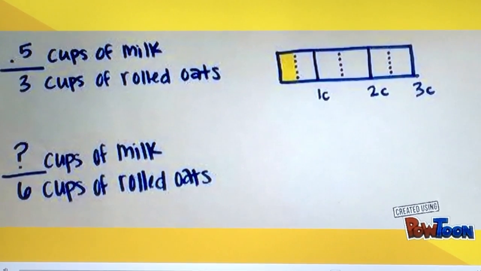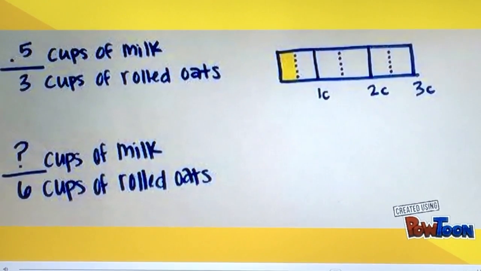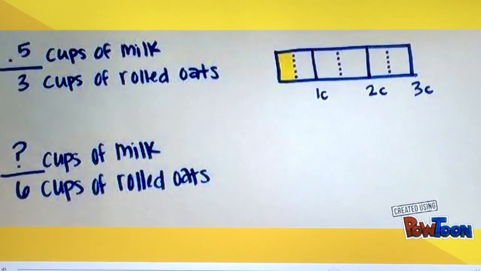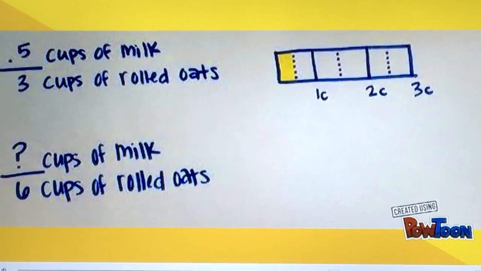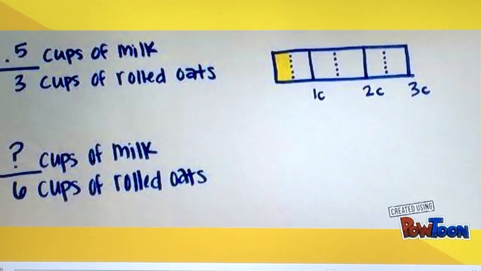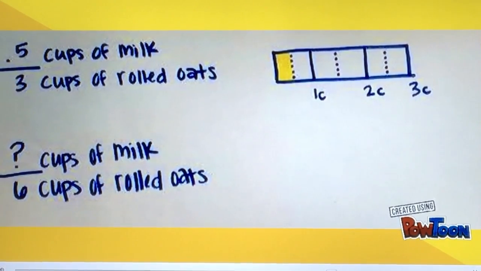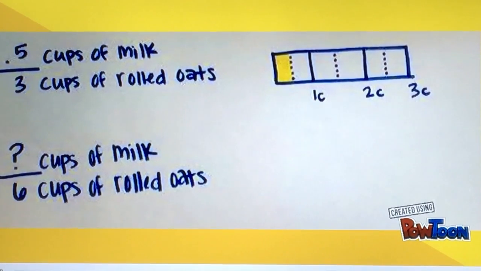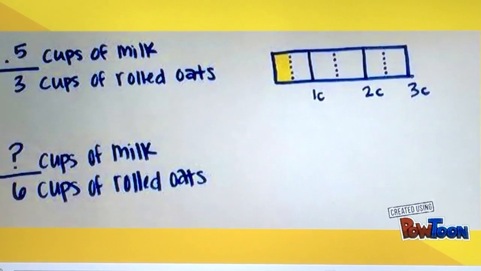.5 is the same thing as 1/2. So the fraction says 0.5 cups of milk for every 3 cups of rolled oats. The diagram on the right represents the 1/2 cup of milk compared to 3 cups of rolled oats. So, how many cups of milk do we need for 6 cups of rolled oats?